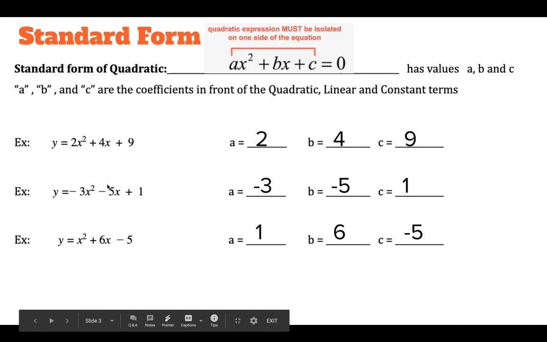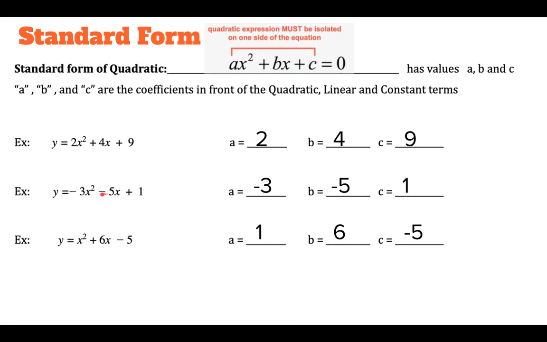Let's say one of these terms, let's say this -5 isn't here. Maybe it's just 3x² + 1. Well, then the value is just 0. If you don't see a term, then it's 0. But if you see a term with no number, then that's a 1.